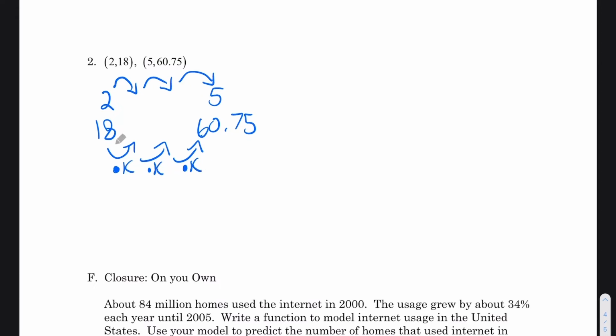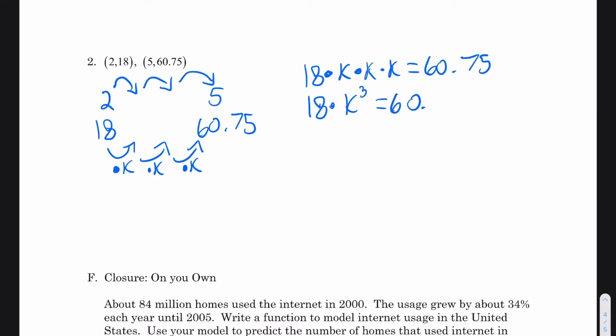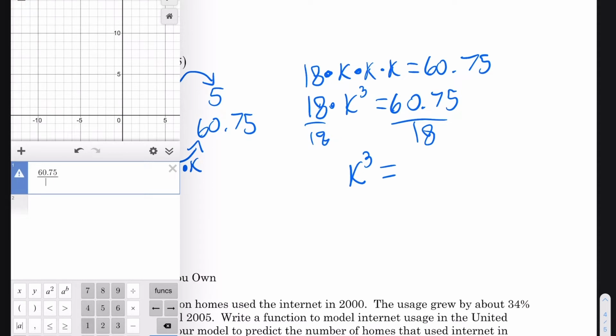I'm calling it k. If 18 is multiplying repeatedly by k, and somehow it turns into 60.75, then we can write it like this: 18 times k times k times k equals 60.75. That means 18 times k cubed equals 60.75. And then we can divide by 18 so that k is by itself, to get k cubed equals 3.375.